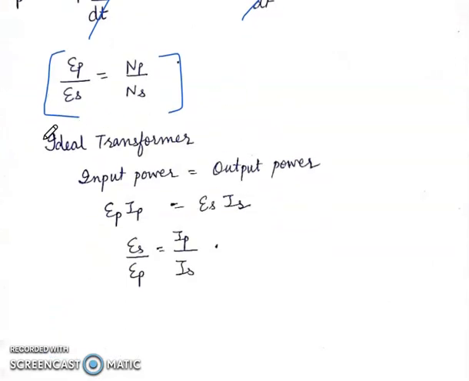Ideal transformer. For ideal transformer, there will be no power loss. Input power is equal to output power. EP into IP will be equal to ES into IS. From here we get this formula. ES by EP is equal to IP by IS.